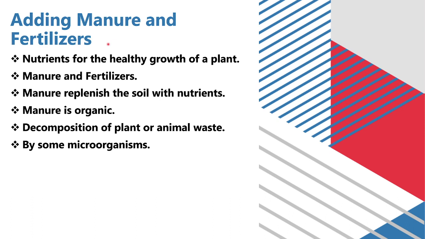You can remember this as manure is something natural, but fertilizer is something artificial which is made in factories. Further, we will understand the advantages of manure and what is fertilizer. But first, we will know about manure. The work of manure is to supplement the growth of plant.